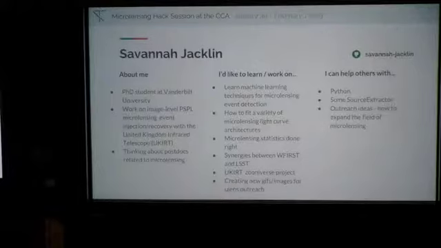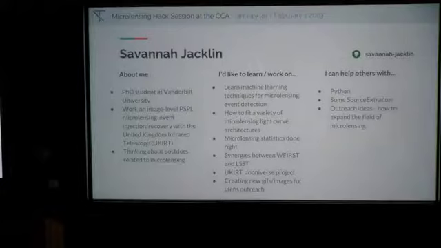Hi, everybody. My name's Savannah Jacqueline. I'm a PhD student at Vanderbilt University, and right now I'm primarily working on image level, point source, point lens microlensing event injection and recovery with UCURT, and basically trying to determine the near infrared detection efficiency and event rate. Basically, I want to learn all of the things and work on all the things, whether that be learning machine learning techniques, how to properly fit a light curve, statistics done right, basically everything that's listed up there.